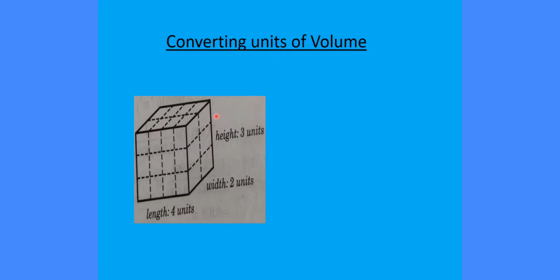Now let's deal with units of volume. The illustration is a 3-dimensional figure. So this is a rectangle. Given the height is 3 units, width is 2 units, and length is 4 units. Remember, to solve for the volume of this 3-dimensional figure, we need to multiply the length, the width, and the height. Substitution, we have 4 for the length, 2 for the width, and 3 for the height. Then get the product. The product is 24. And take note, the volume is always measured in cubic units.